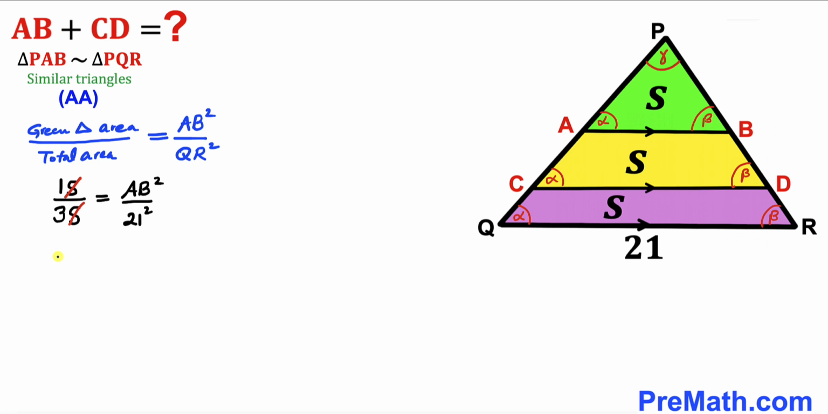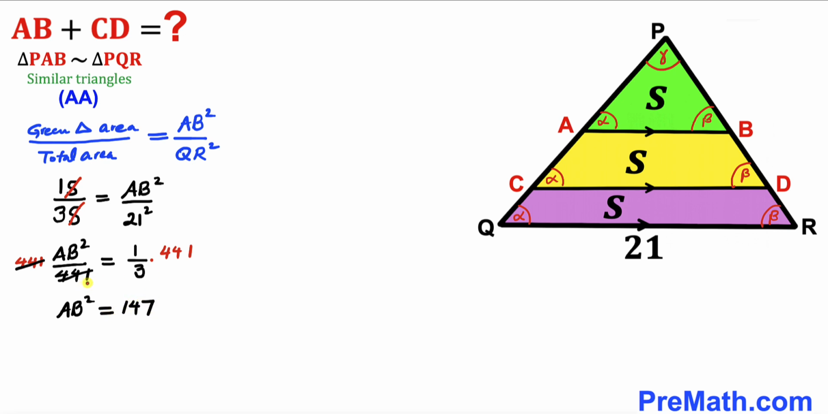So therefore we end up with AB squared divided by 441 equals 1 divided by 3. And now I am going to multiply both sides by 441. And here we can see this 441 cancels out with this one. So therefore AB squared is going to be equal to 147.